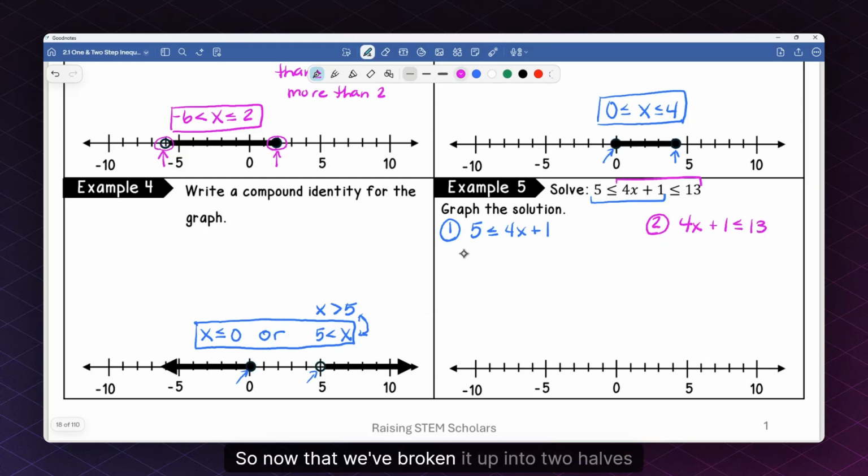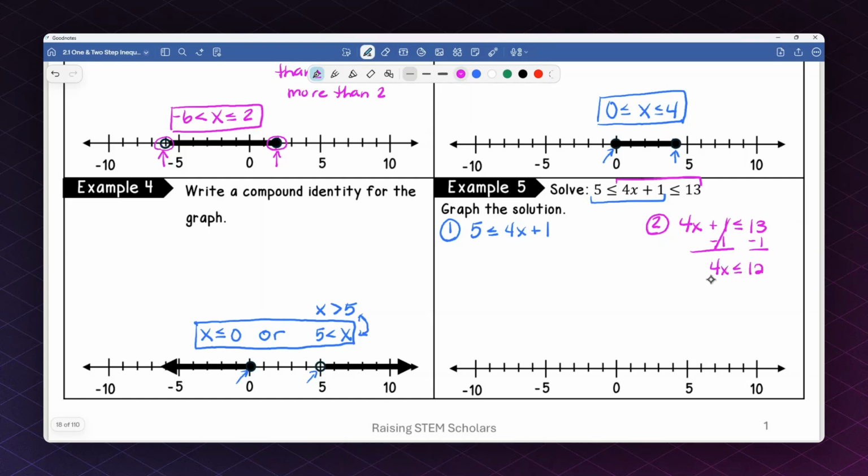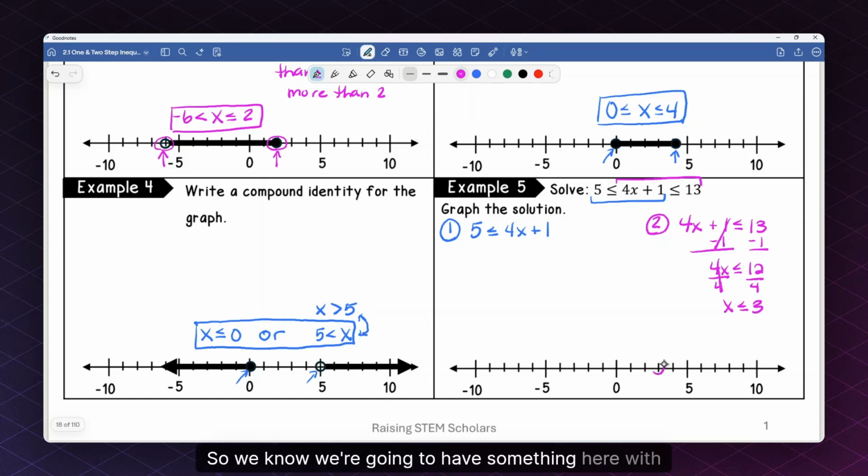So now that we've broken it up into 2 halves where we can think about it a little bit easier, we can solve it. So we're going to subtract 1. We get 4x is less than or equal to 12. And we can divide by 4. And we get x is less than or equal to 3. So we know we're going to have something here with 3. It's got the equal bar in it, so we know that we're going to shade this in.